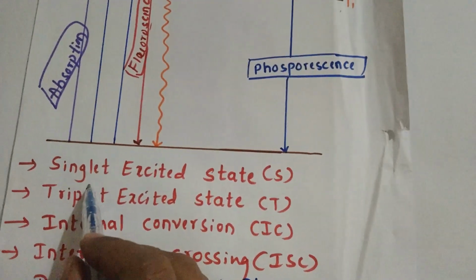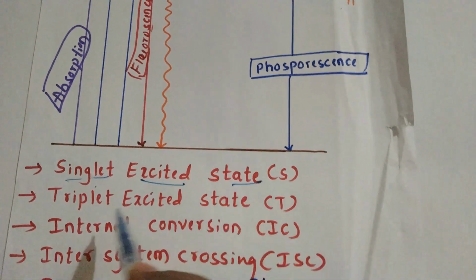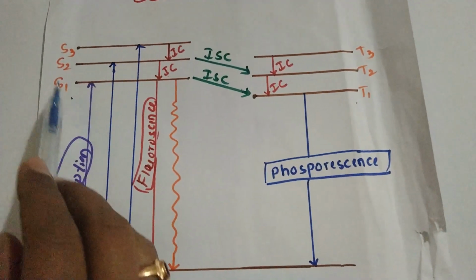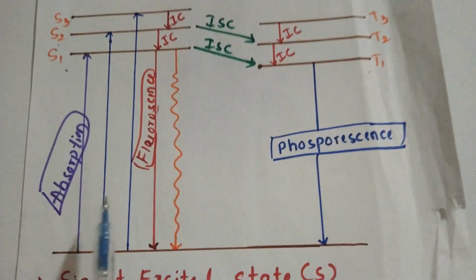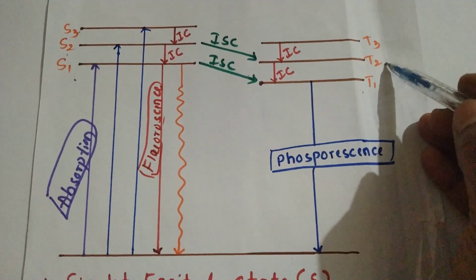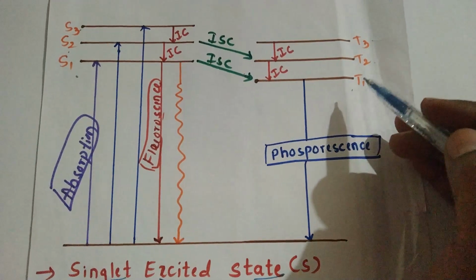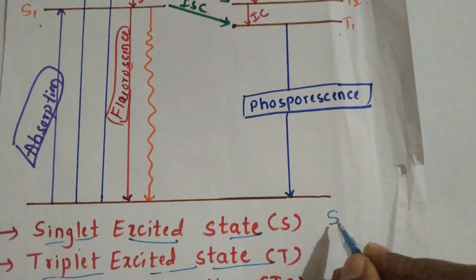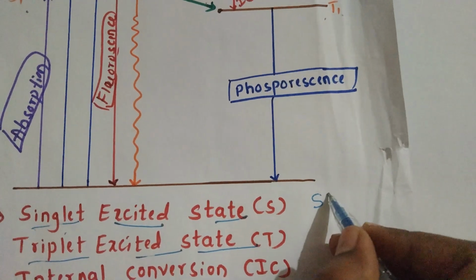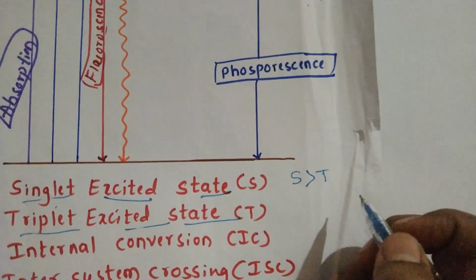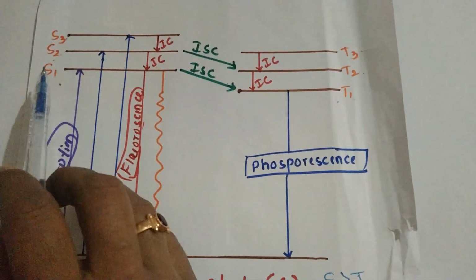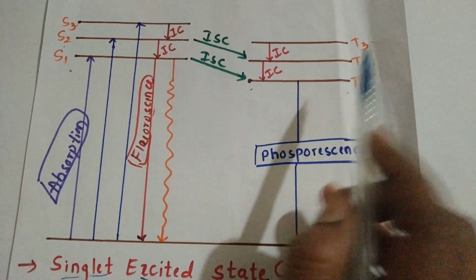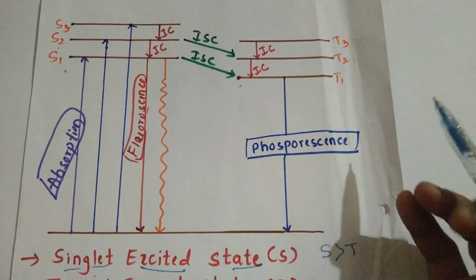So, the singlet excited state and the triplet excited state. Here S1, S2, S3 indicate the singlet excited states, and T1, T2, T3 indicate the triplet excited states. The singlet excited state energy is always more than the triplet excited state, so we show S1, S2, S3 higher than the triplet excited states T1, T2, T3.